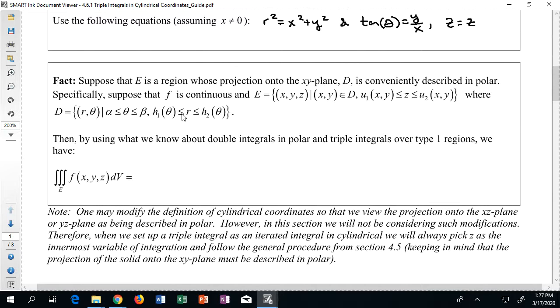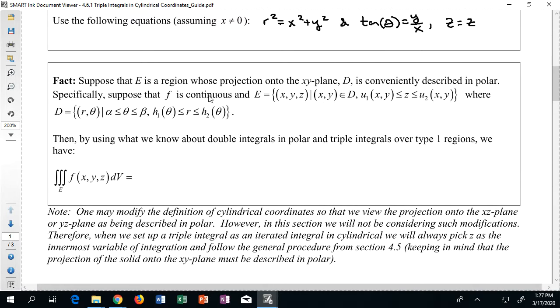And once I project that region into the xy plane, maybe I've already established a floor and a ceiling for that region. But when I project it down and I get D, kind of like what we did in the last section, maybe instead of being a parabola or a triangular region or something like that, it's really convenient to describe in polar coordinates. Maybe it's like a circle, like we saw in the polar coordinate section.